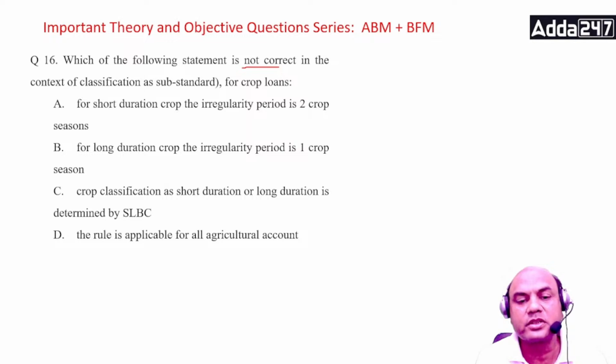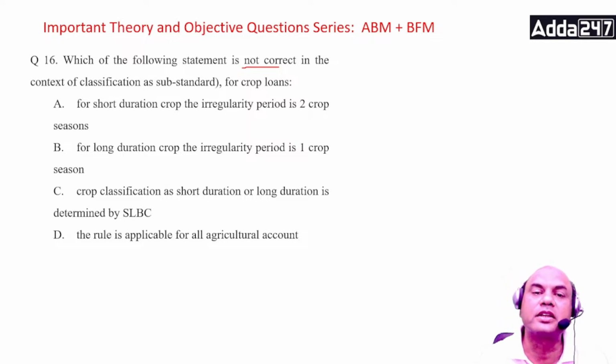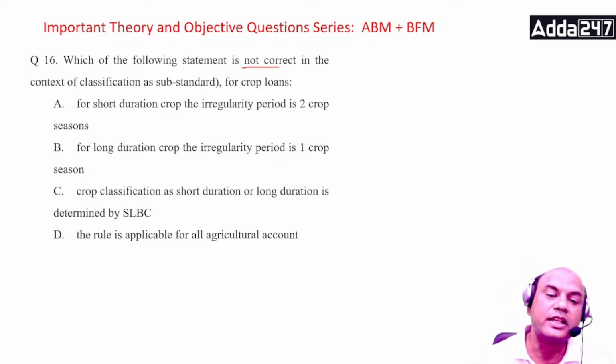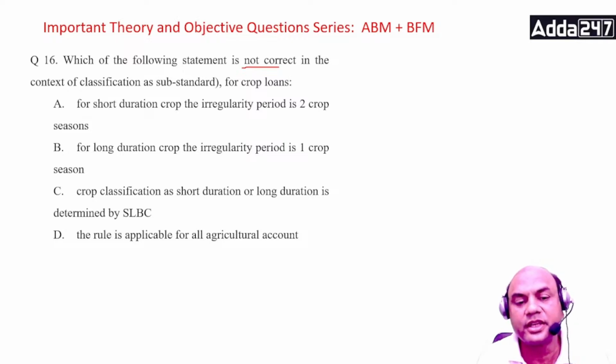For the short duration crop, the irregularity period is 2 crop seasons. It means if a customer has taken a crop loan and not repaid it in 2 crop seasons, then it is considered irregular, basically NPA. Similarly, if the customer has taken the loan for long duration crops and not repaid for 1 crop season, then it will be called NPA. So these two are correct.